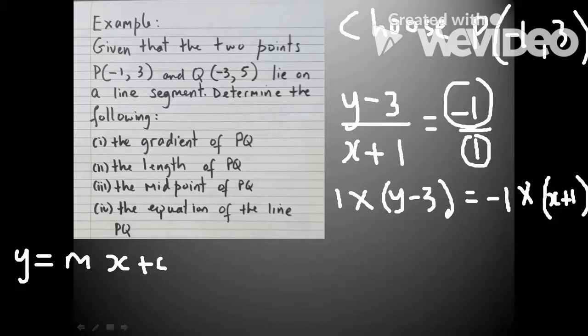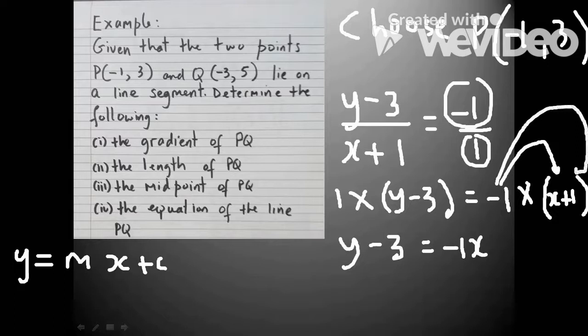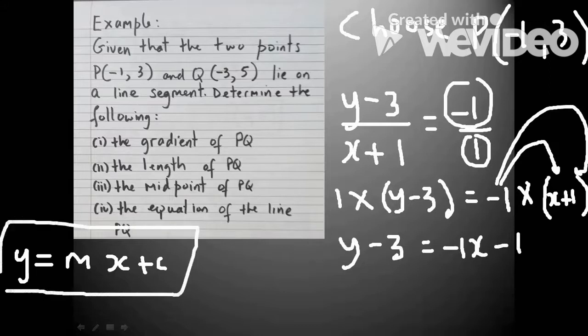So we're going to use the distributive law. 1 times anything will give us the same thing. So negative 1 times x gives us negative 1x. Now you don't have to write negative 1x, you could actually write negative x. And negative 1 times positive 1 will give us negative 1. Now we need y equals mx plus c, so we don't need this negative 3 here.